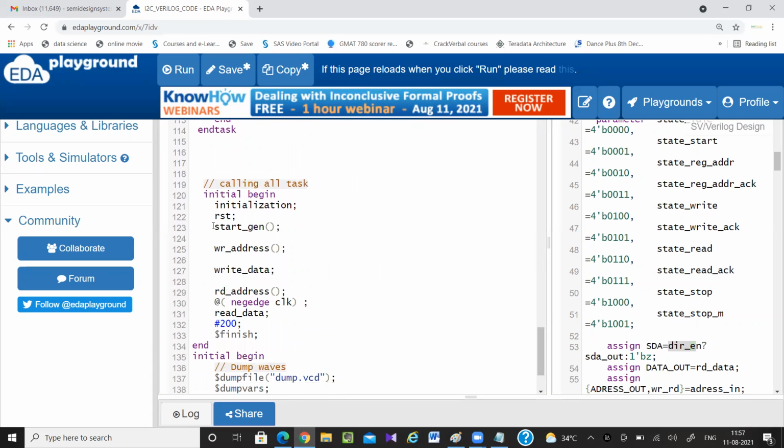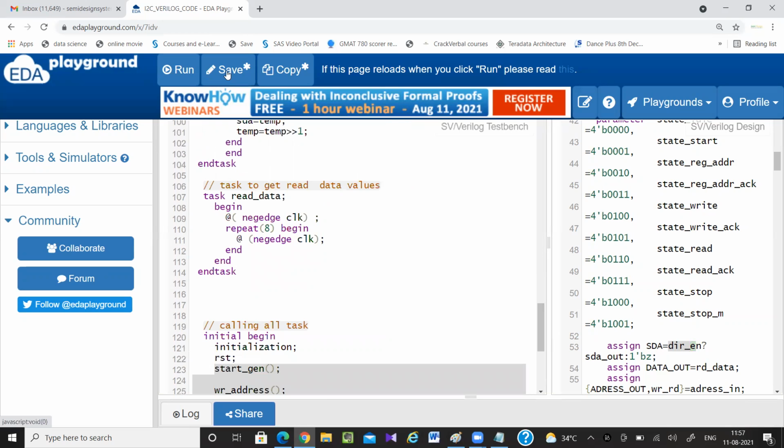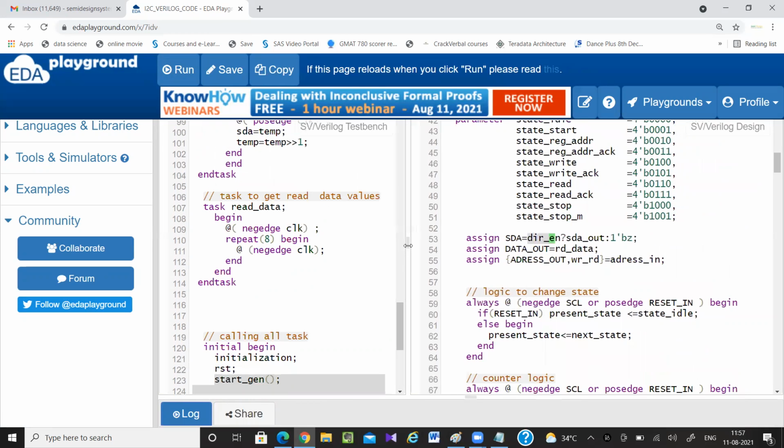Now here I have called all the tasks. Just go through these things, if you are having difficulties understanding. If you understood the logic, then you can understand this code. Not an issue.